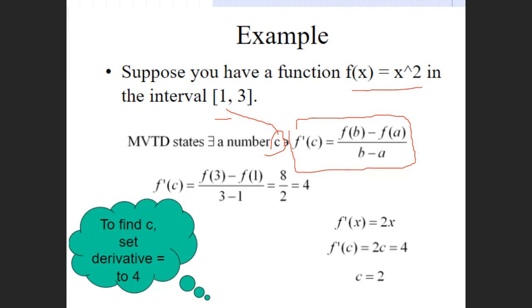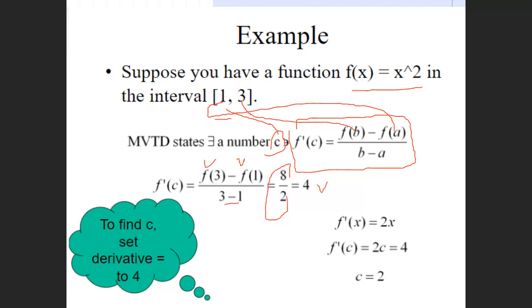So now we have to find that point. My b value is 3 and a value is 1. So just put the values 1 and 3 in the original function. I have to find f of 3 minus f of 1 divided by 3 minus 1. When you put the values of x, 3 and 1, in the function, after simplification your answer will be 8 divided by 2. So f dash of c is equal to 4.